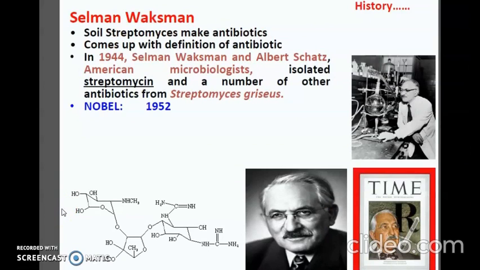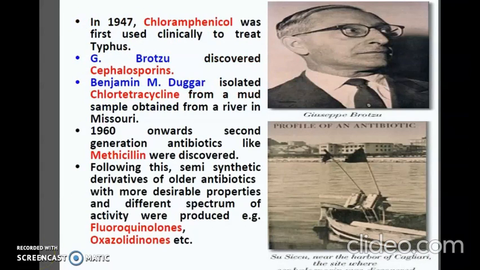Selman Waksman found that soil Streptomyces make antibiotics, and he came up with the definition of antibiotic. In 1944, Selman Waksman and Albert Schatz, American microbiologists, isolated streptomycin and a number of other antibiotics from Streptomyces griseus. In 1947, chloramphenicol was first used clinically to treat typhus. Burzu discovered cephalosporins, and Benjamin Duggar isolated chlortetracycline from a mud sample obtained from a river in Missouri.